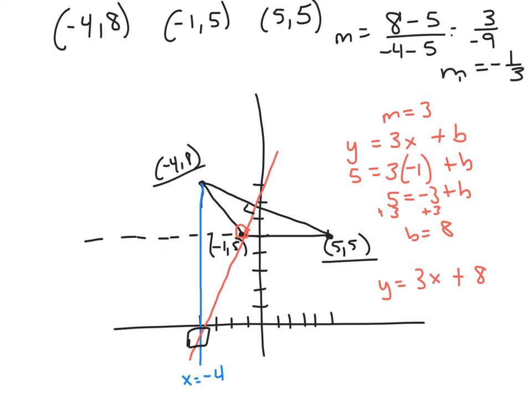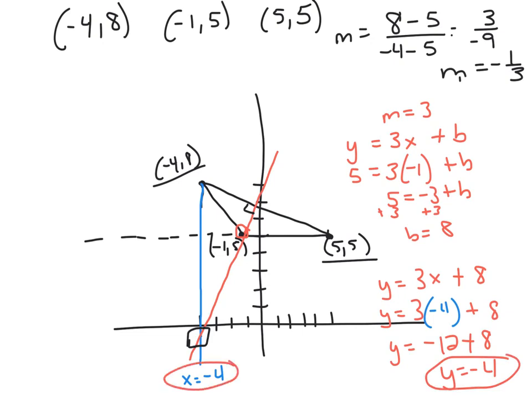Now that I know the equation of the red line, I can find my orthocenter. Because we just said a little bit ago, I know the x value of my orthocenter. What was it? Negative 4. Right, so I'm going to plug negative 4 into my equation. y equals 3 times negative 4 plus 8. What is 3 times negative 4? Negative 12. Negative 12 plus 8 is negative 4. So my y value is negative 4, my x value is negative 4, so the orthocenter is the point negative 4, negative 4. And we are done.